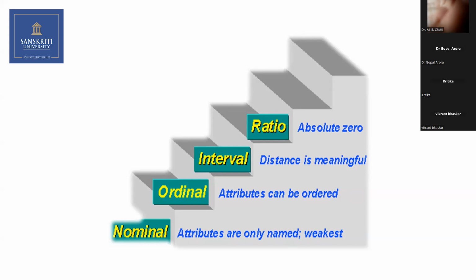How many girls are there? That is just nominal. Or the ID number, or the number given to this, Aadhaar card number. All these are nominal. Whereas ordinal means the attribute can be ordered, like we can say assistant professor, associate professor, then professor. It is in the order: assistant professor followed by associate, then professor, like that.